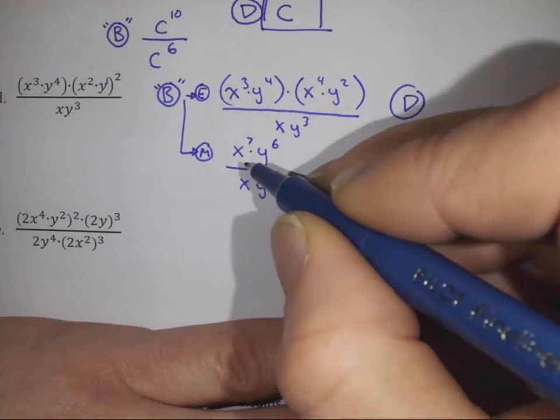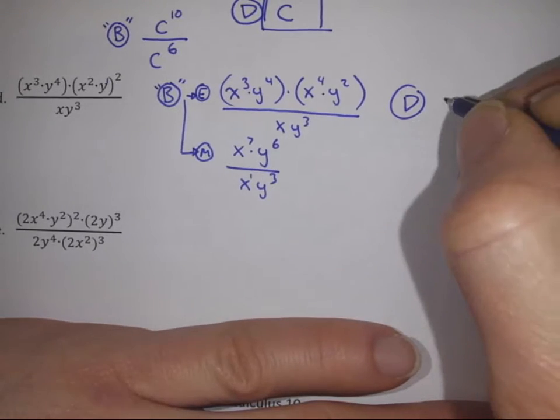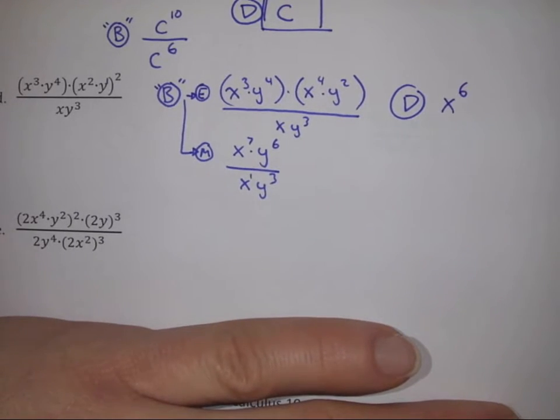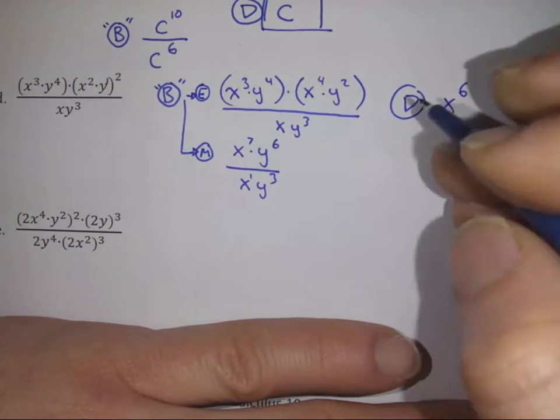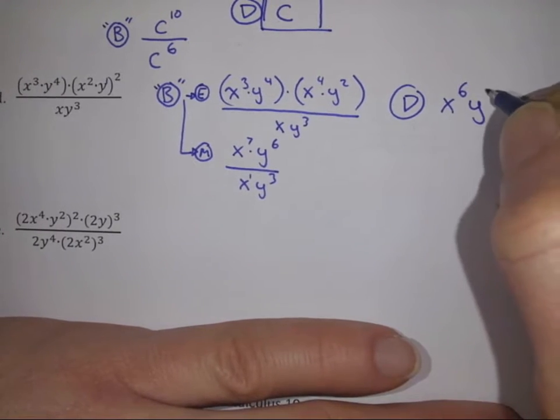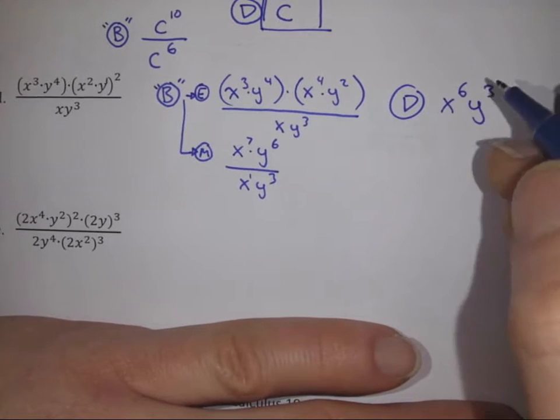We get x to the power of 7 take away x to the power of 1, or x to the power of 6, and y to the power of 6 divided by y to the power of 3 is y to the power of 6 minus 3, which is 3.